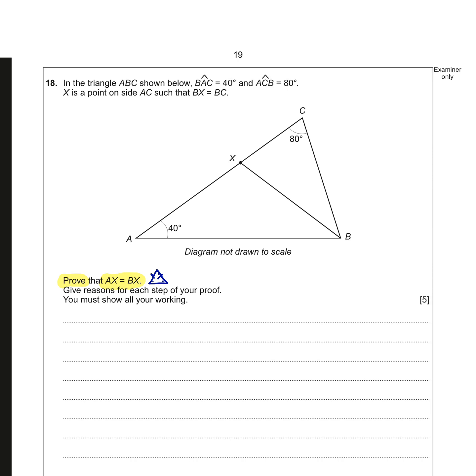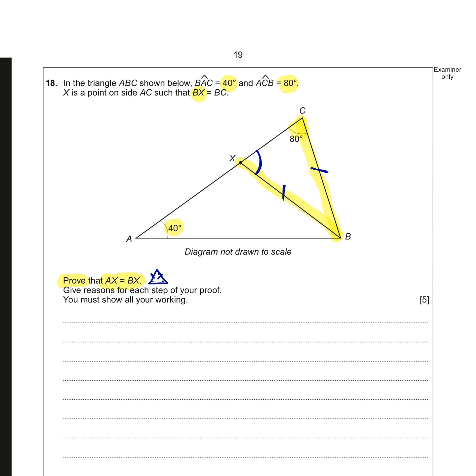So starting on the diagram with the 80 degrees that I know here, from my information, and the 40 degrees that I know here, from my information, I can also see that they've told me BX is the same length as BC. So I'm starting with quite a lot of information about that little triangle. Remember that if two sides are the same length, two angles are the same size. We're going to use that later.